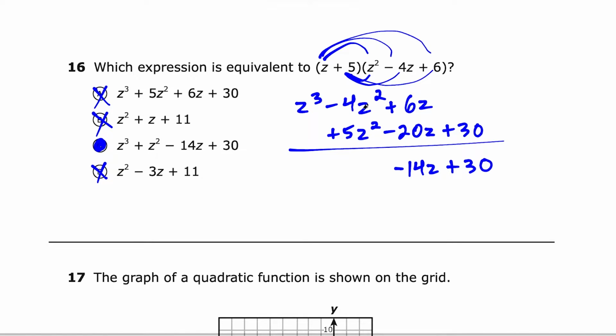So I have negative 4z squared plus 5z squared. So I just add the coefficients here. And if I do 5 plus negative 4, that's equal to 1. So I get 1z squared. And then I have this lone z to the third term in front. So I'm just going to have z to the third plus. And we could see that this matches up with choice C.